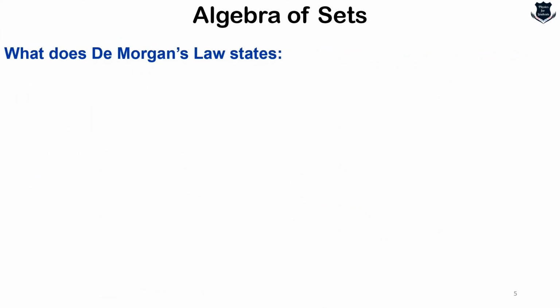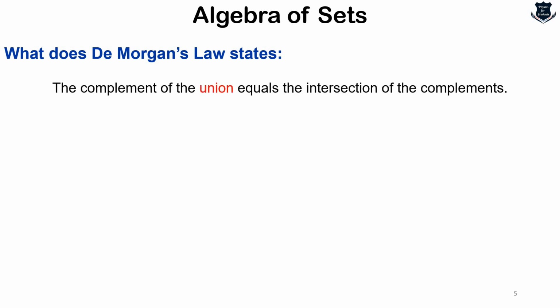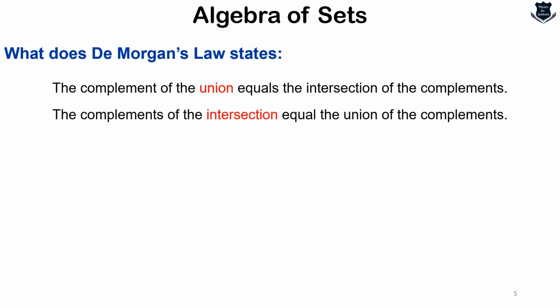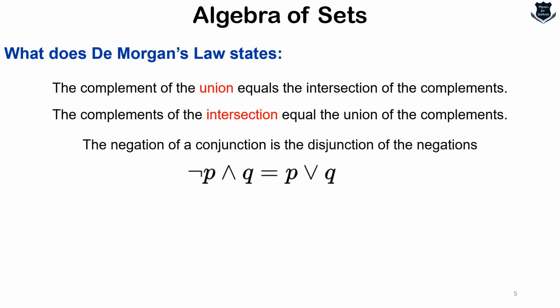Okay, so what does De Morgan's law state? Let us find out what it actually does. In one way we can say that the complement of the union equals the intersection of the complements, and the complement of the intersection equals the union of the complements. Or in another way we can mention it like this: the negation of a conjunction is the disjunction of the negations. We use this sign which we have learned earlier for negation, and conjunction is this one, right? Conjunction would be 'and' and disjunction would be 'or'.